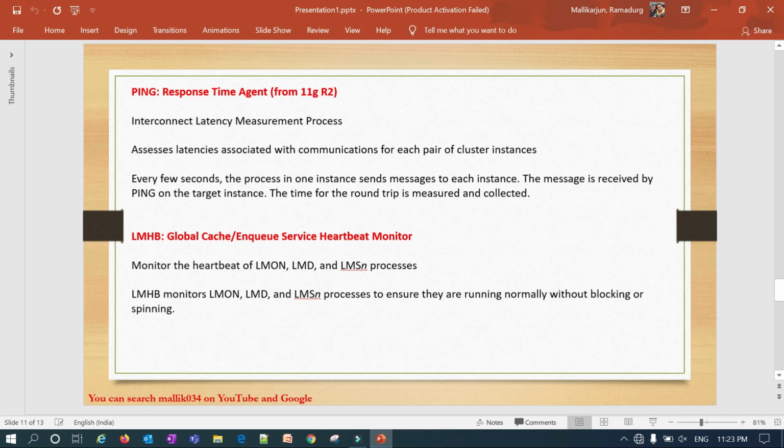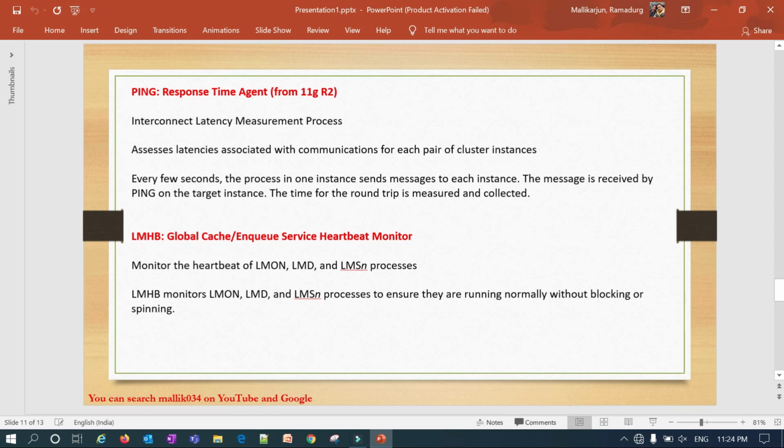The ping plays a very important role when it comes to the RAC setup or RAC environment. It's one of the important background processes in the RAC concept. Every few seconds, the process in one instance sends a message to each instance, and the message is received by the ping on the other target instances. The time for the round trip is measured and collected. If I ping, it will go to the other nodes and come back with the response, and whatever time it has taken, that time will be marked and collected.